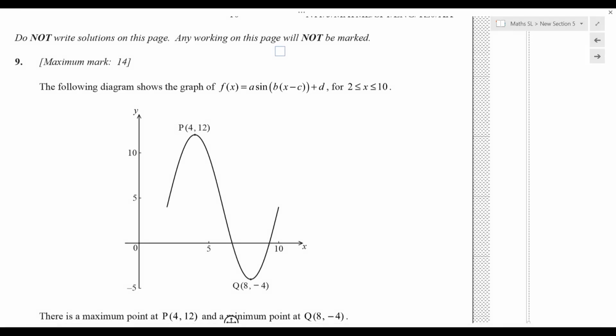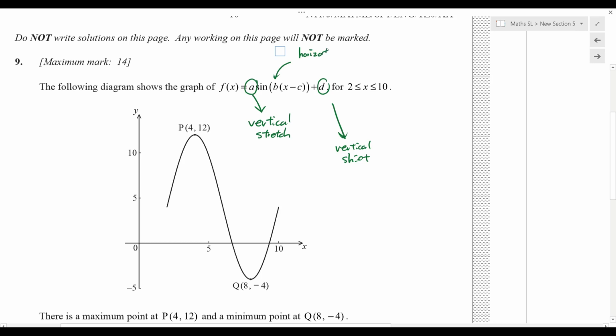So we first need to remember the meaning of these. This here is the vertical stretch. This here is the vertical shift. This one, horizontal stretch. And this one here is my horizontal shift.